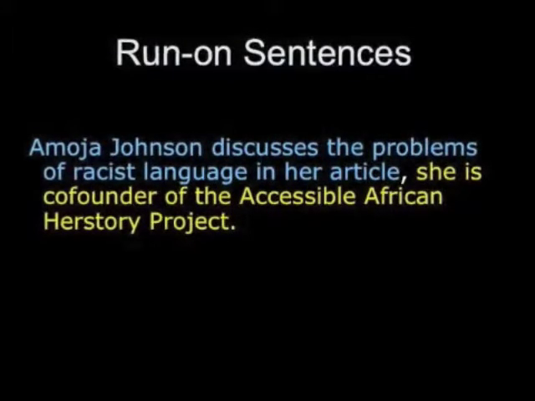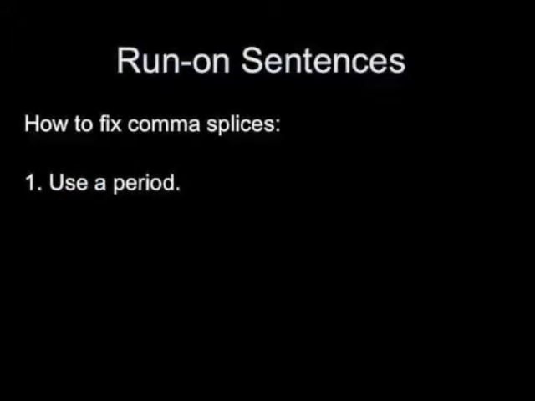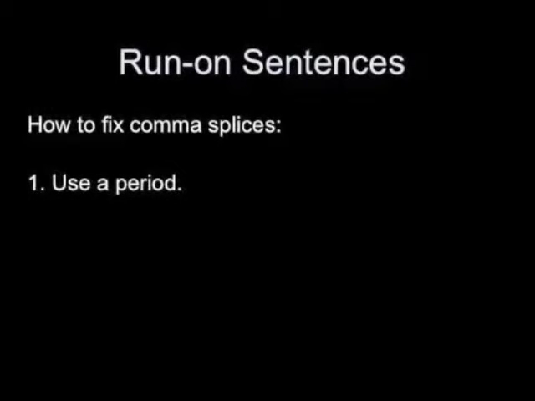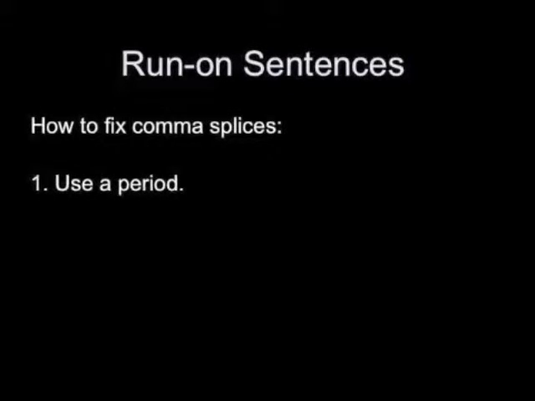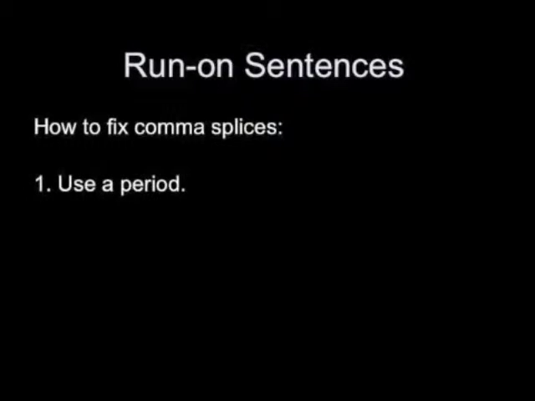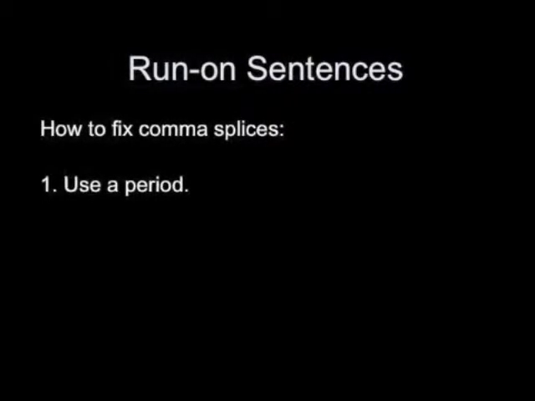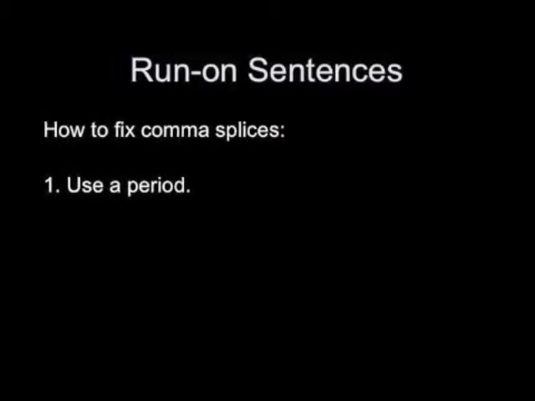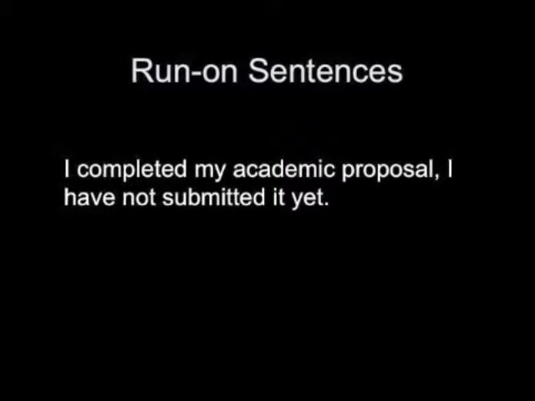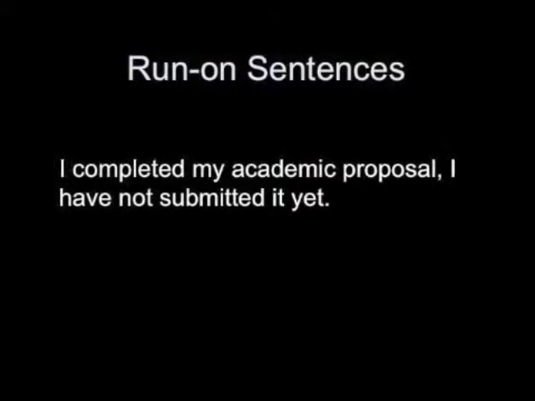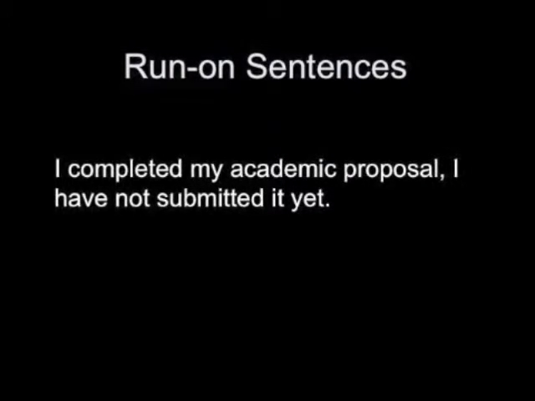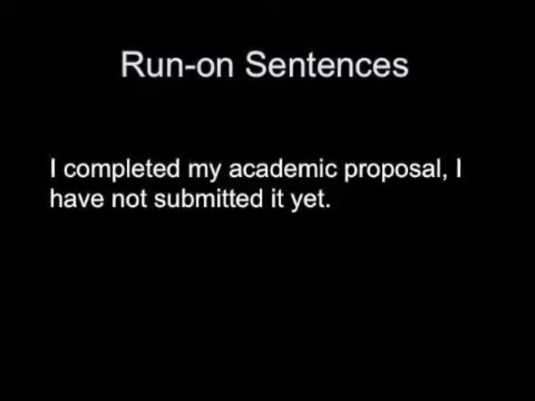In other words, you could just take the two sentences and separate them, put a period between them, put a capital letter at the beginning of the second sentence. In other words, you could make it into two regular sentences. So if you had something like, "I completed my academic proposal, I have not submitted it yet," that's a comma splice, because both "I completed my academic proposal" and "I have not submitted it yet" are independent clauses.